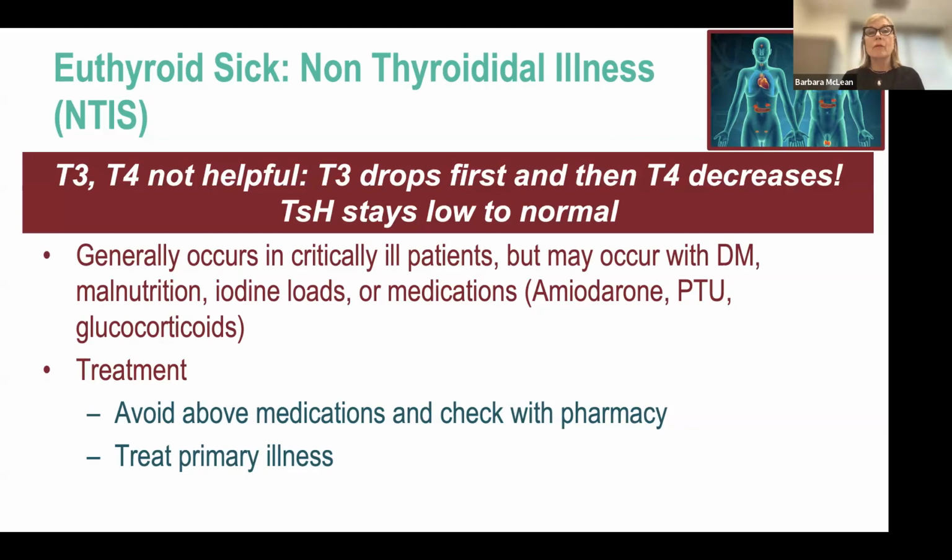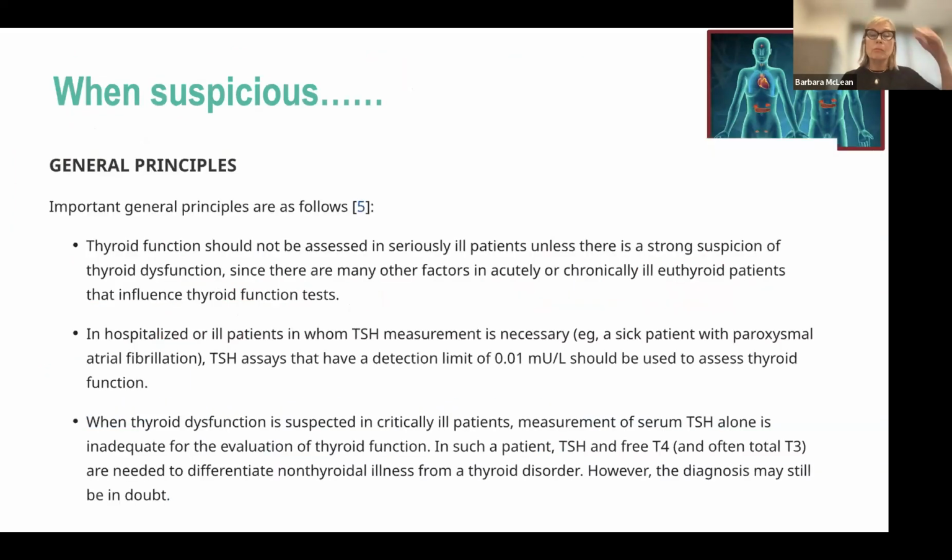T3 and T4 are not helpful. If you're going to see something, T3 will drop first, and ultimately T4 may decrease. TSH stays low to normal. TSH doesn't go up, so it's not really very helpful. So really, a couple of important things. I copied this from a beautiful article about when to be suspicious. If you think that the patient is not behaving appropriately, that you're not able to control their heart rate or their blood pressure on either side, you should consider taking a look at thyroid function.